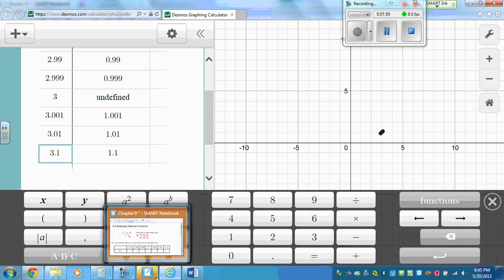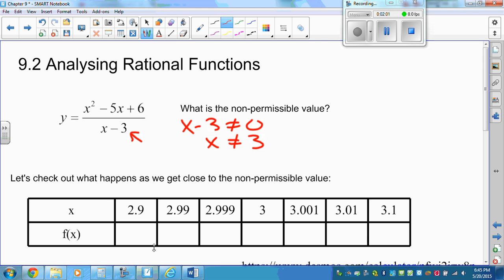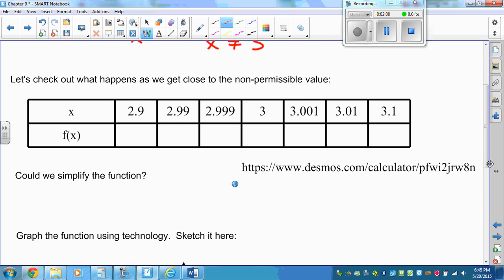Okay, so those are the values we're going to put here. So we saw that it was getting close to 1. So this was like 1.1, 1.01, undefined, 0.99, and this is 0.9, I believe. Okay, so it seems like we're getting really close to 3, but it isn't defined right at that point.